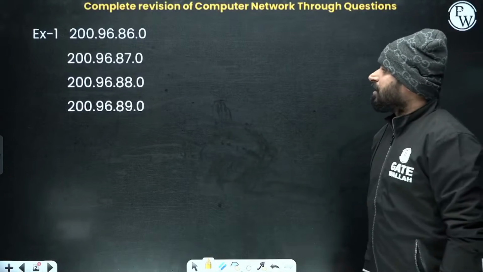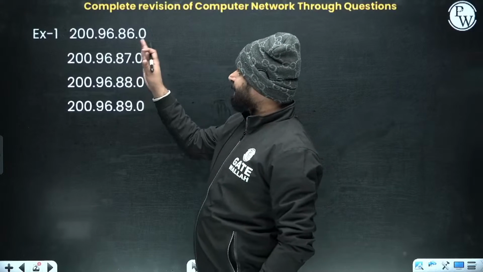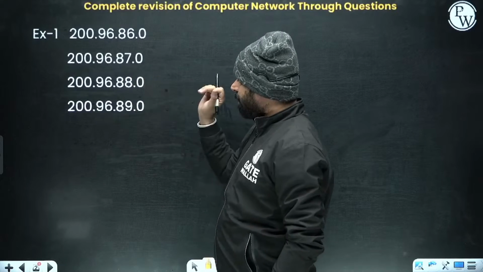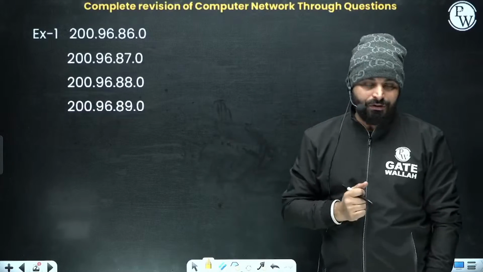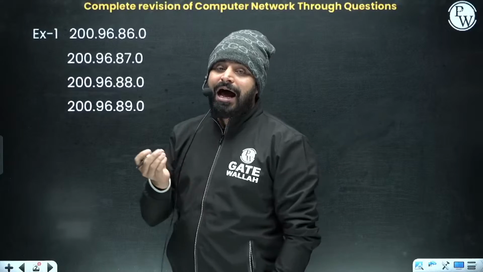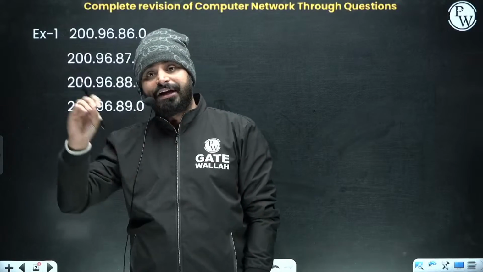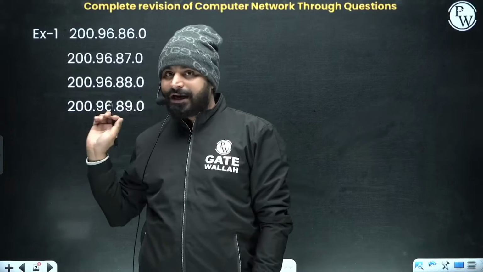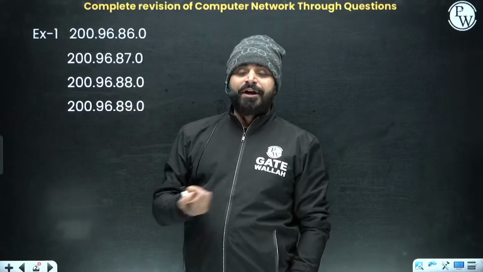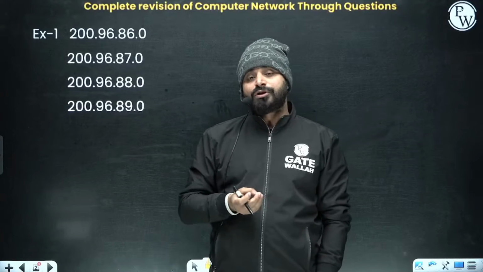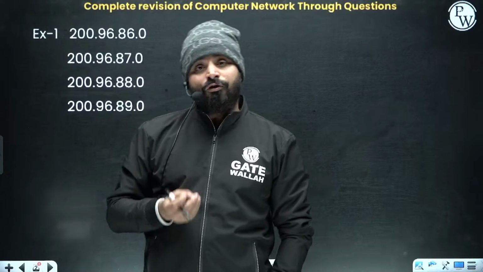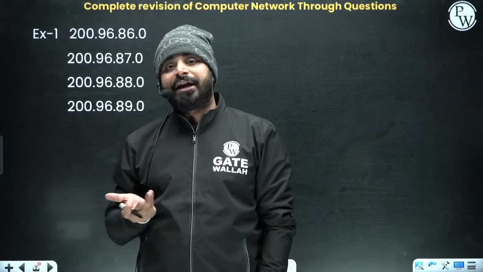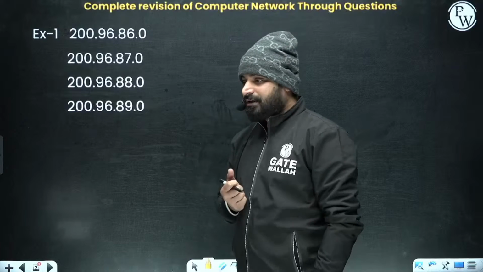Now this is the first question that you can see on the screen: 200.96.86.0, 200.96.87.0, 200.96.88.0, 200.96.89.0. Supernetting in classless addressing, we already discussed in one question in the IP addressing and subnetting class. In this class we will focus more on supernetting in classful addressing. If the class is given, how can we apply the supernetting concept?